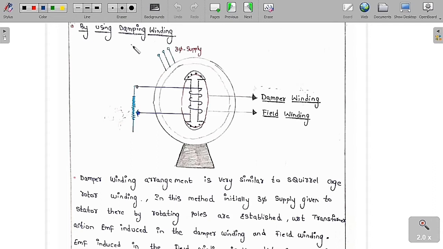Similarly, the second method is by using the damper winding. So this is the stator in which we are going to keep the armature coil. We are going to give three-phase supply, so we are going to get a rotating magnetic field.